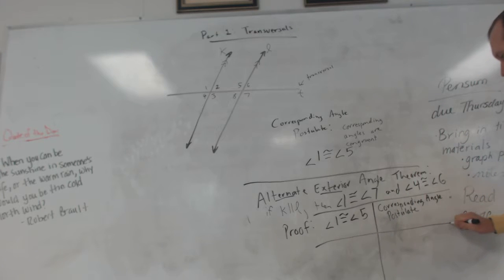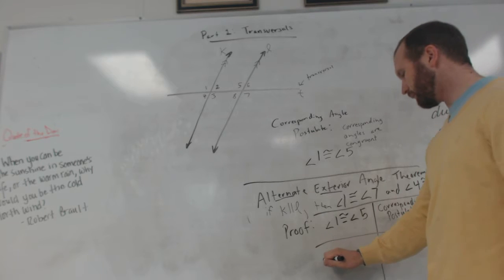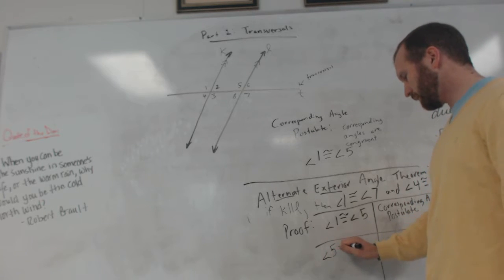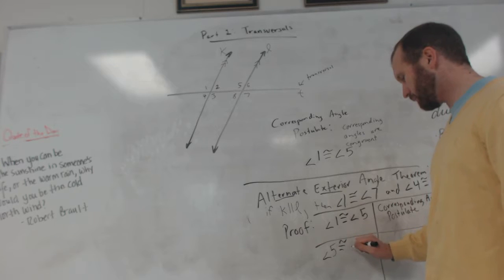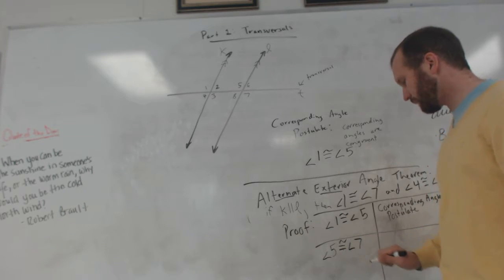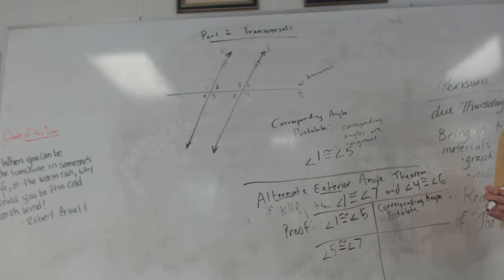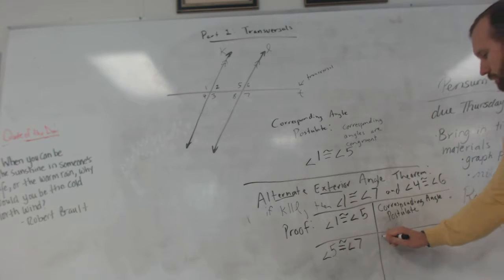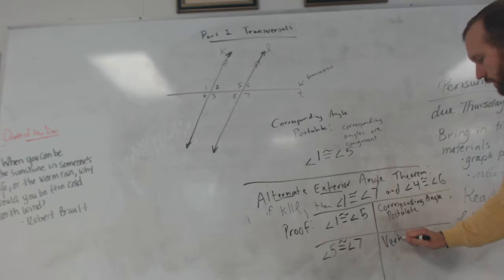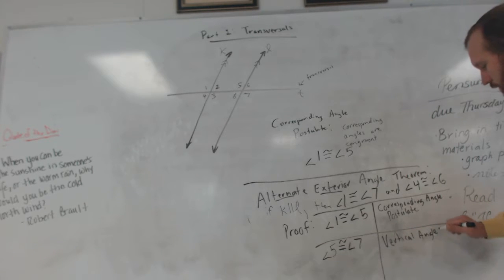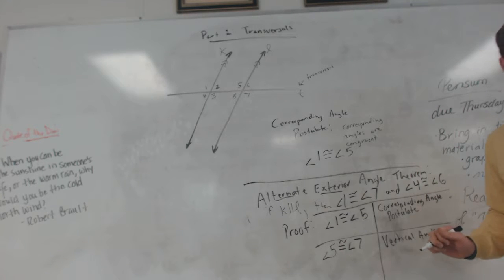Step 2. Angle 5 is congruent to angle 7. How do I know that? Vertical pair. Yeah, this is called the vertical angle theorem. Remember we proved it?